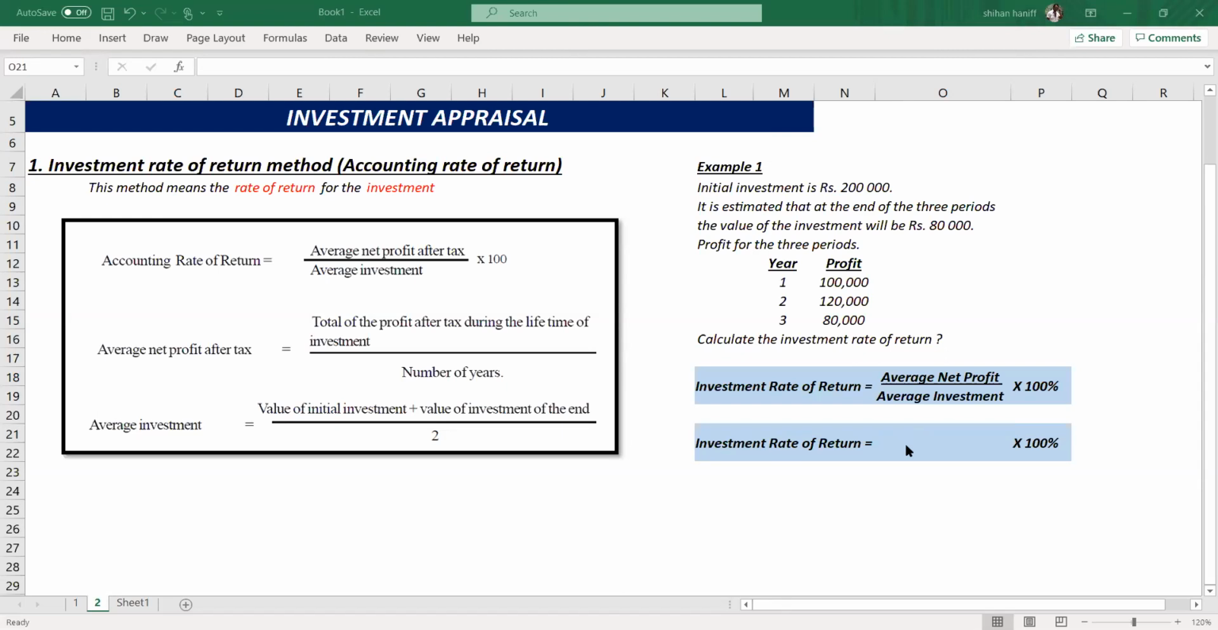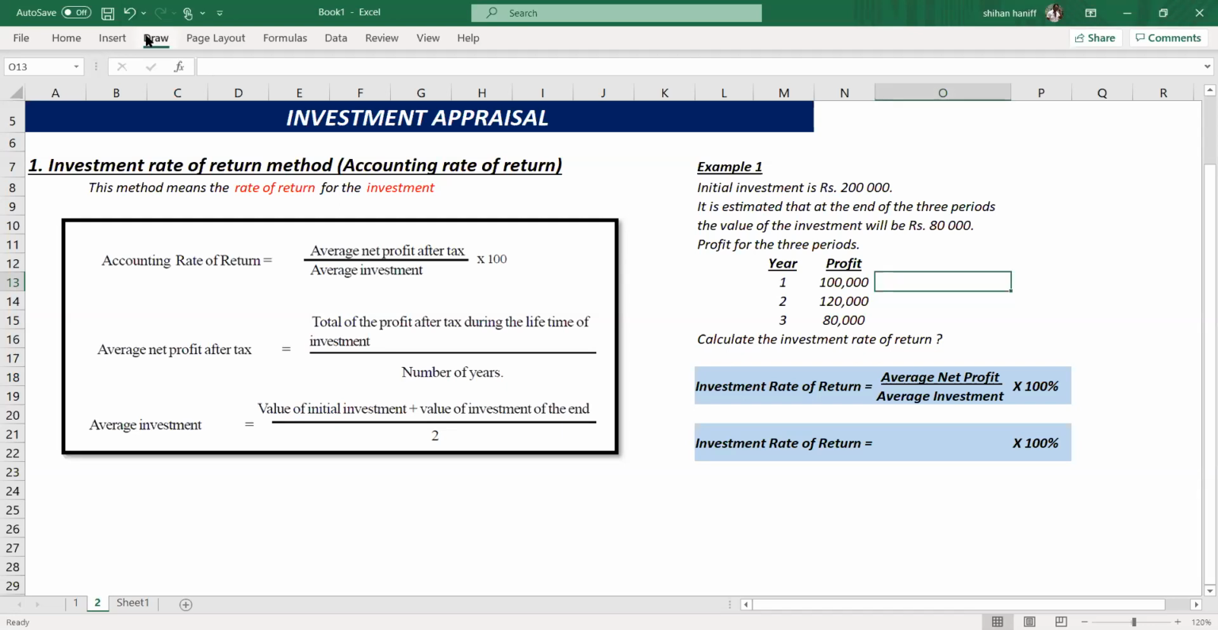Average net profit means now we have 3 years profits. There is a question. So all these methods are used to calculate the rate of return from investment. Different methods are used in order to find out the return, whether the projects are profitable or not, favorable or not.